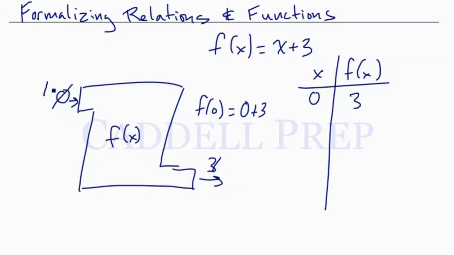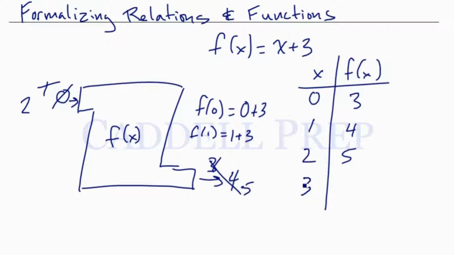If we put 1 into here, we would do f of 1, we do 1 plus 3, and out will come a 4. So when x is 1, the function is 4. And if we put a 2 into here, we would do 2 plus 3 and get 5. And we keep on going. If we did 3, it'd be 3 plus 3, we get 6. We put 4, 4 plus 3, we'd get 7.